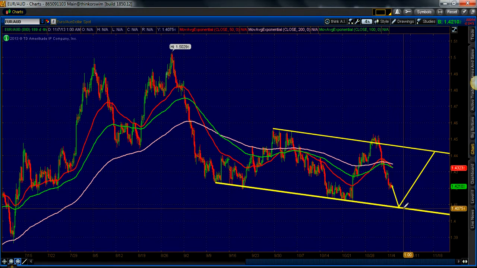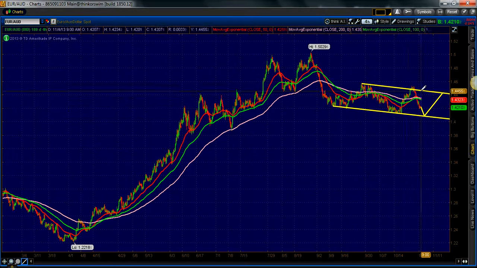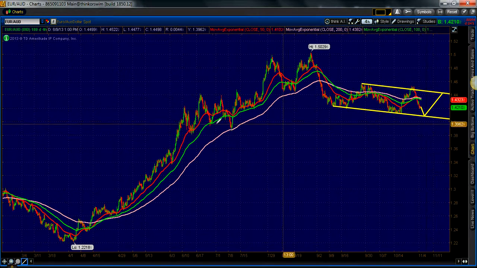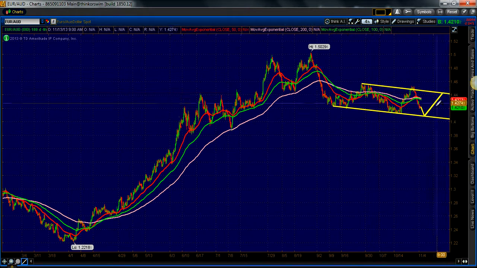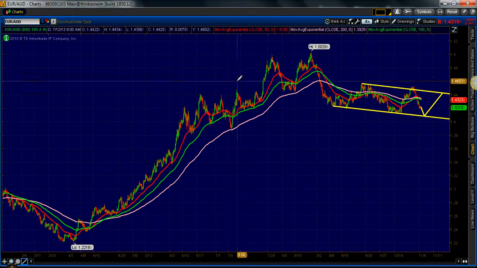140.75 is a major support area. We could see a bounce up towards 144 if it continues to trade within this channel. A breakdown below 140.50 would offer a very, very attractive short opportunity. On the other hand, play the support level to hold on the RBA.